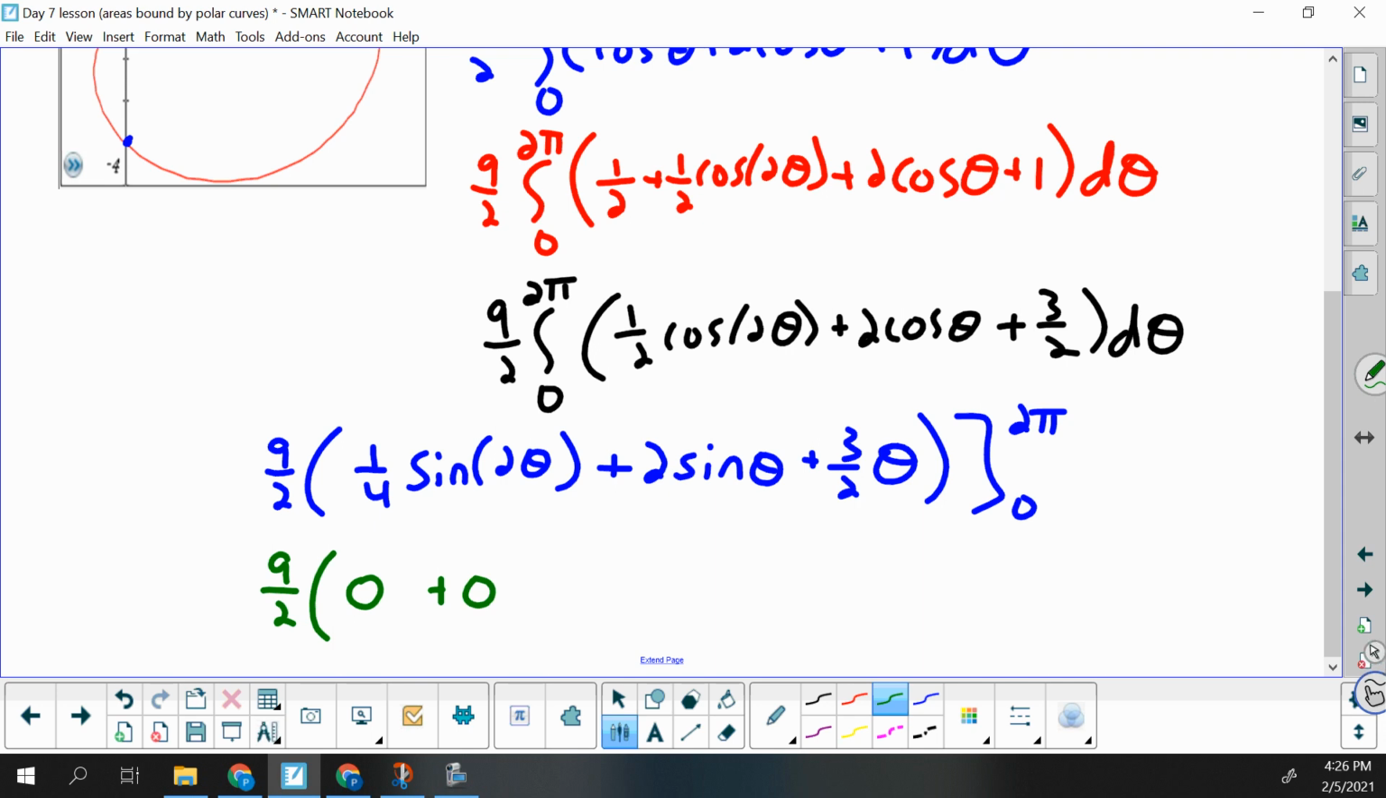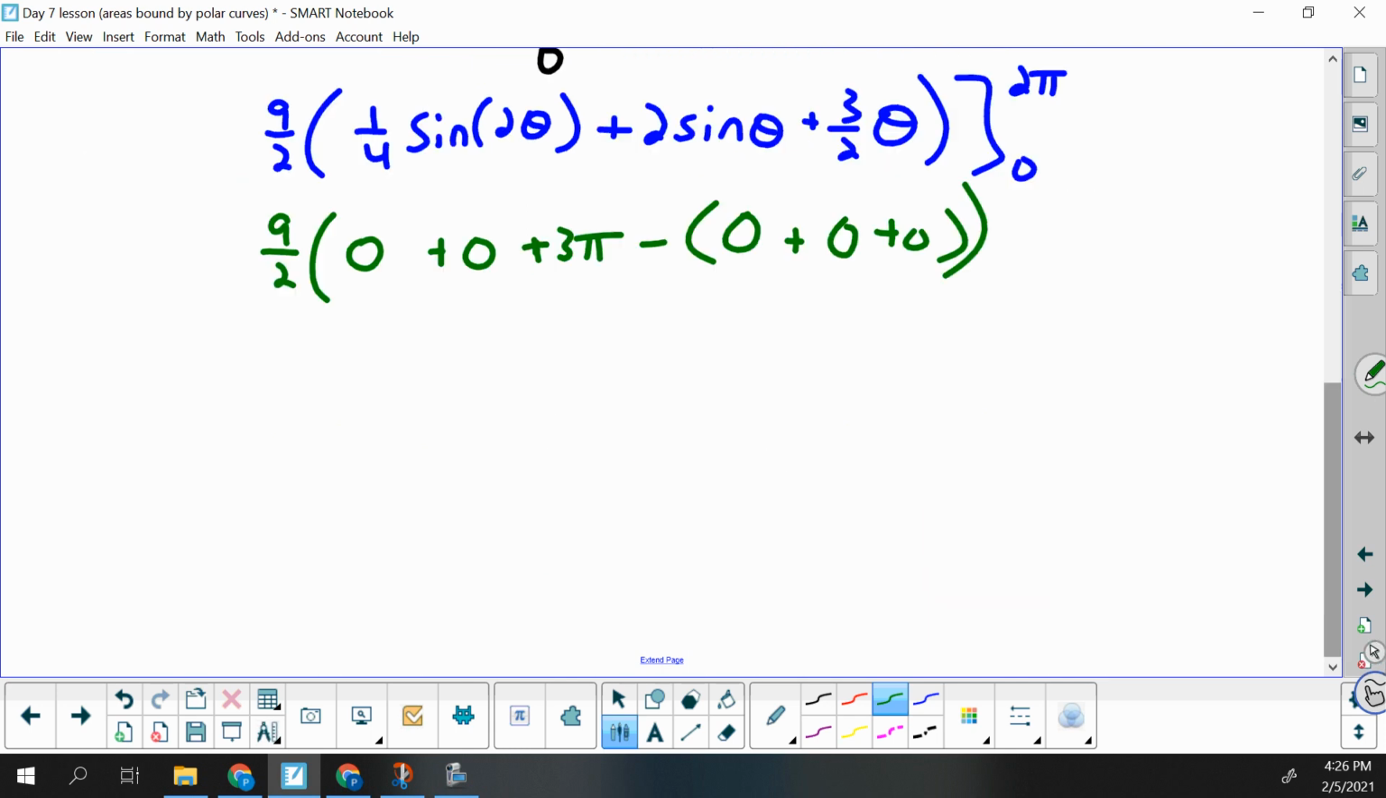And 2 pi times 3 halves is going to give us 6 pi. Sorry, 3 pi. I take that back. I forgot that divided by 2. Minus, start a parenthesis, sine of 0 is 0. Sine of 0 is 0. 3 halves times 0 is 0. So this is just 3 pi times 9 halves. So we just get 27 pi over 2 is our area of that enclosed space.